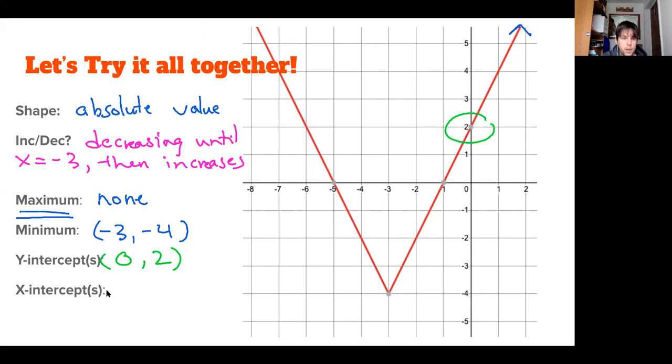And then the last one, x-intercepts, we actually have 2 for this graph. We have one right here at -5 and one at -1. So our first one is -5, 0. And our second one is -1, 0. Again, remember which part is 0 when you're writing these intercepts out.